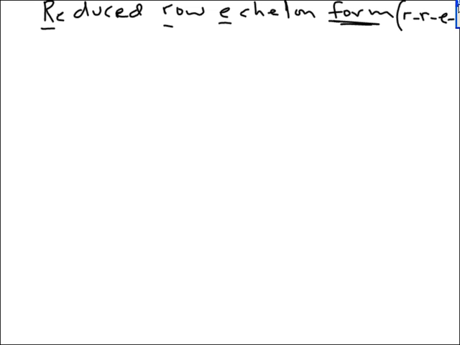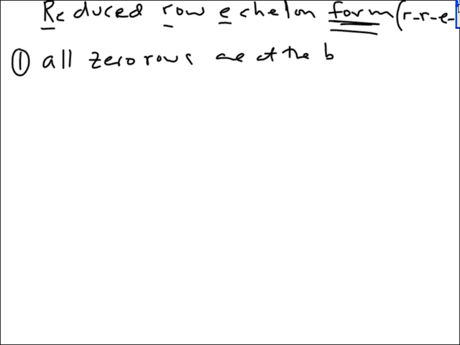Okay, how do you change a matrix? How do you get it into RREF form? You perform elementary row operations. Now there are 4 properties that this form needs to have. And the first one is: all 0 rows are at the bottom.